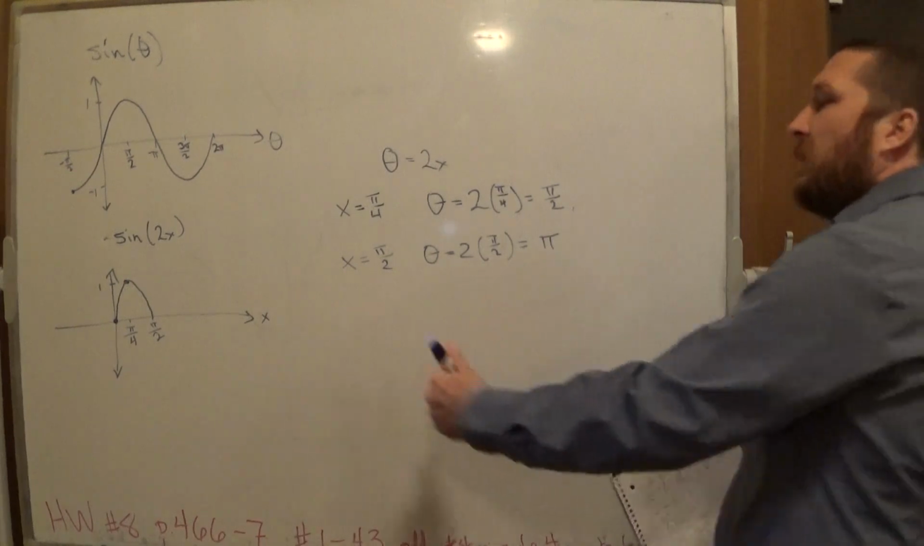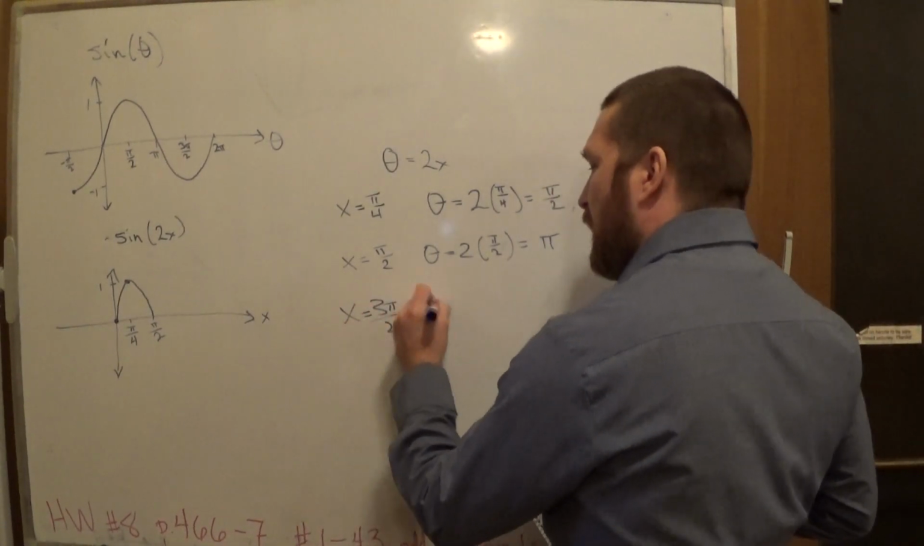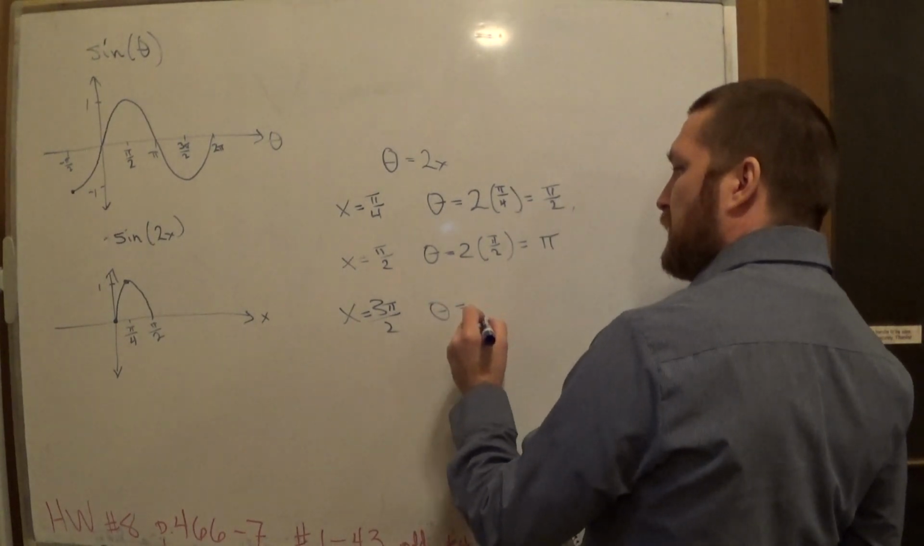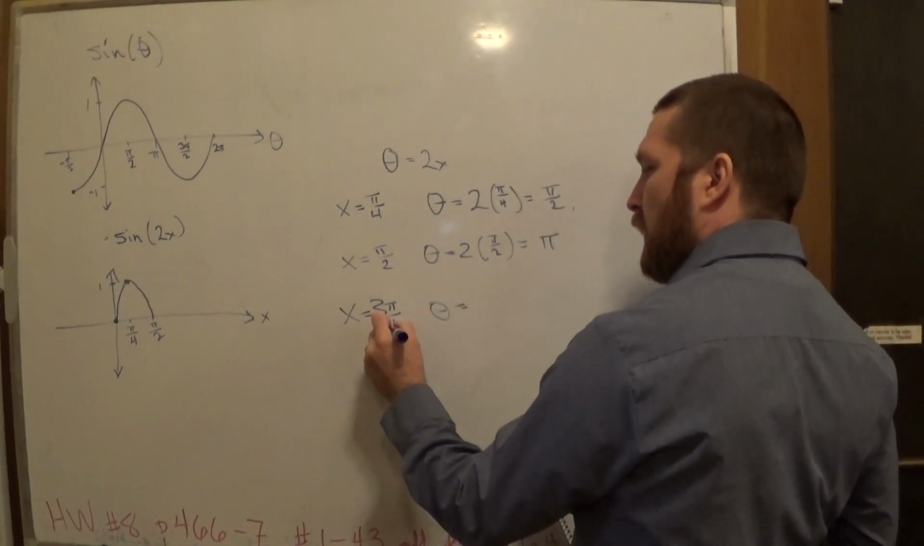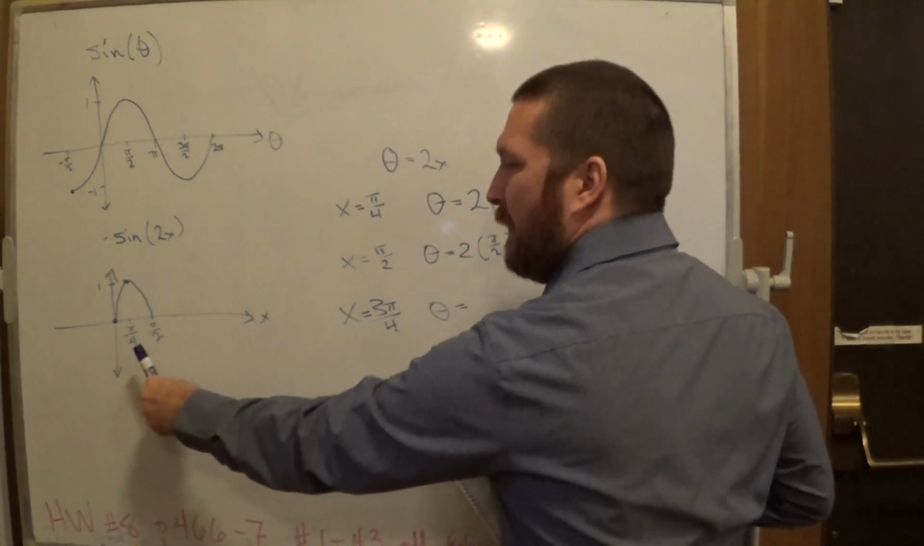Right? And ditto, we could keep going on and on and on. We have 3 pi over 2, then theta is equal to 3 pi over 4. If I plug in a 3 pi over 4, because you see what I'm doing here, I'm counting by pi's over 4.